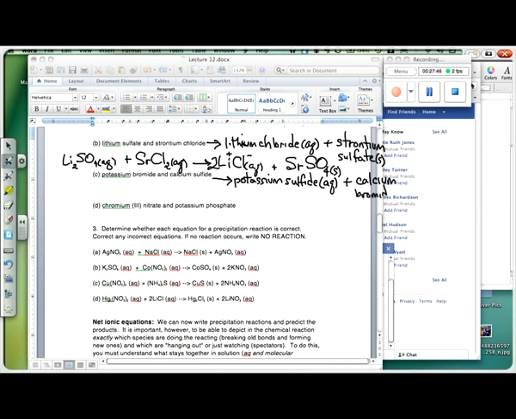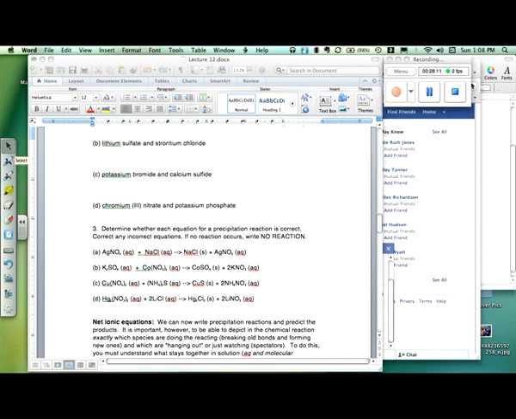And I'm going to double check the solubility rules, but I don't believe that calcium is an exception. So I do believe for C that we have no reaction. I'm going to pause and go grab my solubility rules just to double check that. And I was right, calcium bromide is aqueous, so indeed we have no reaction here.